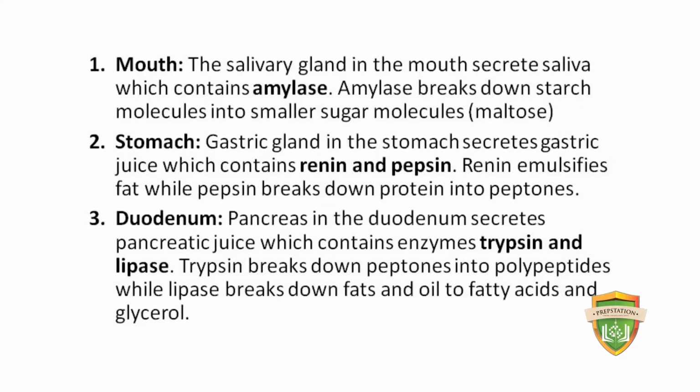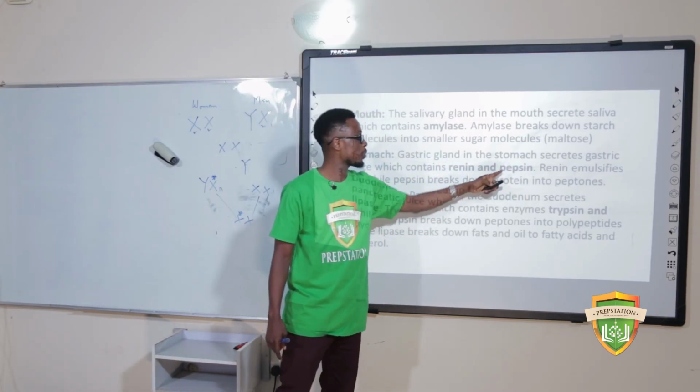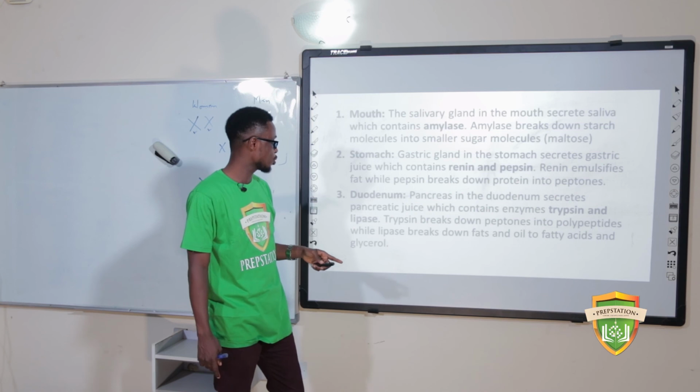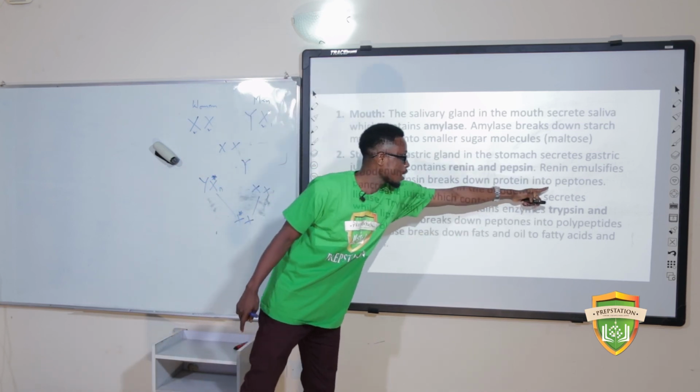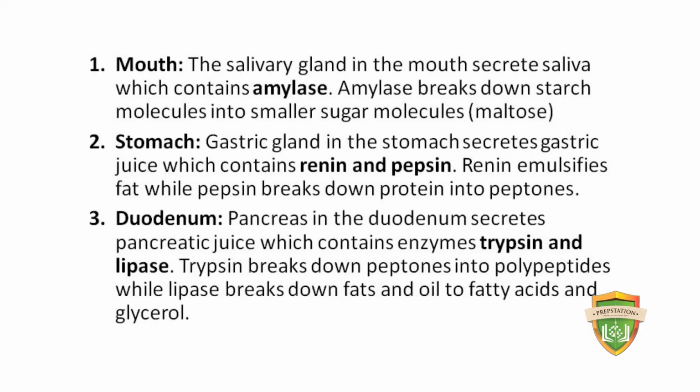Now go down to the next one, the duodenum. The pancreas in the duodenum secretes pancreatic juice. Take note. Saliva contains amylase. Gastric juice contains renin and pepsin. Pancreatic juice contains trypsin and lipase. Now the trypsin breaks down peptones into polypeptides. Pepsin breaks down protein to peptones. The next enzyme that will continue the digestion of protein will be what? Trypsin. That will break down these peptones to what? Polypeptides. While lipase breaks down fat and oil to fatty acids and glycerol.